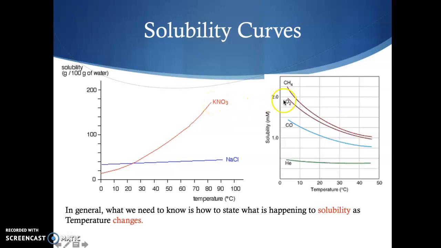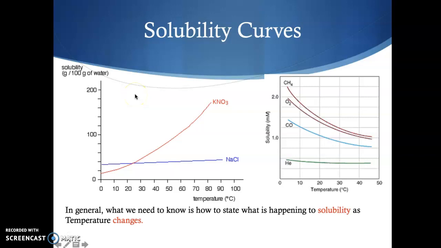Okay, same idea. Now this graph is the opposite. As temperature goes up, I see these lines are going down. And the question I would ask is, what is different between these two things? Well, it's the substances, obviously. And if I were to look at helium, carbon monoxide, oxygen, or methane, maybe you could think of, okay, what are those things? When I think of oxygen, what do I think of? It's a gas. These are gases. So the higher the temp for gases, the less likely they are to dissolve in water.